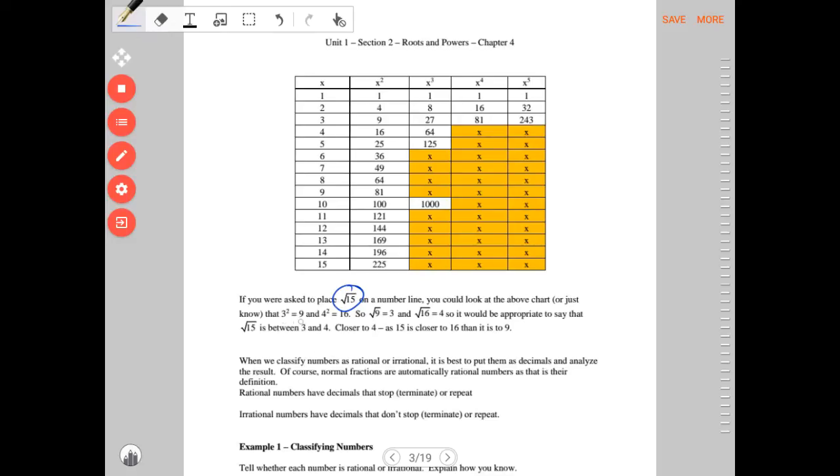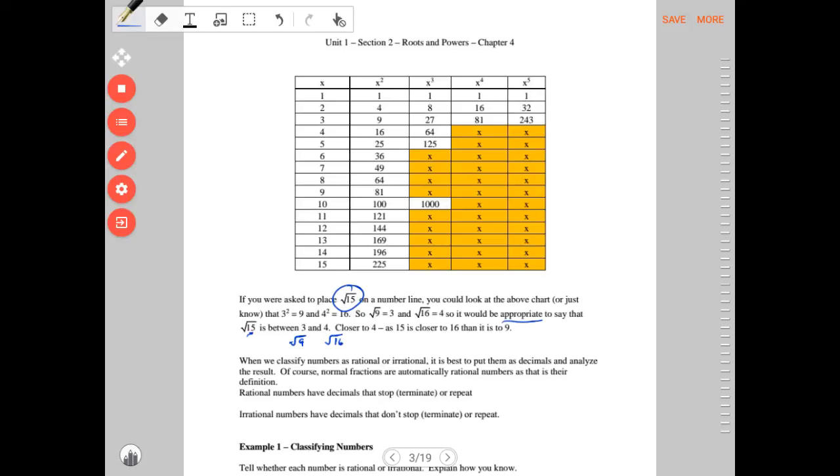Okay, look, 3 squared is 9, and 4 squared is 16. So the square root of 9 is 3, and the square root of 16 is 4. So it's appropriate to say that root 15 is in between 3 and 4, right? Root 15 is in between root 9 and root 16, so it makes sense that this would be in between 3 and 4. Again, closer to the 4 side because 15 is closer to 16 than it is to 9.